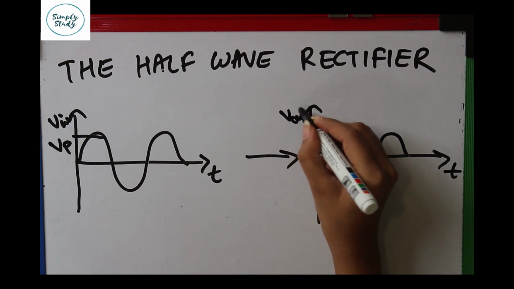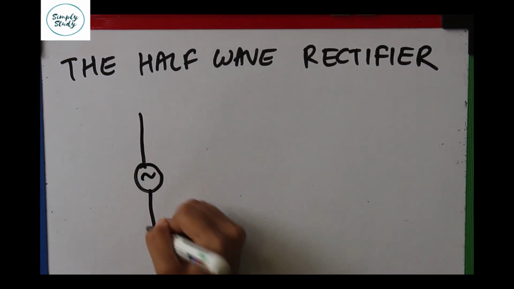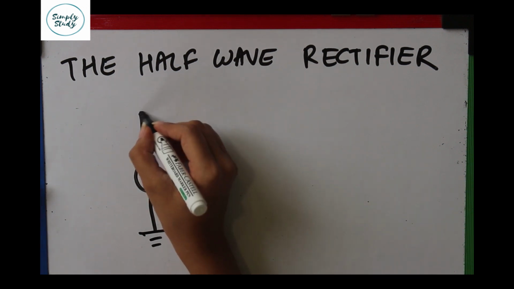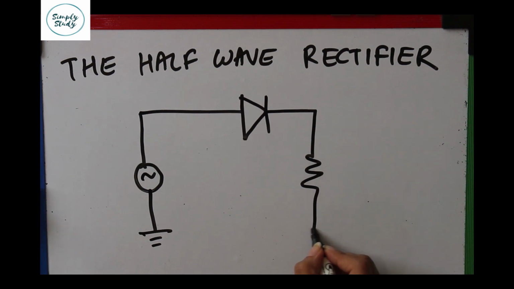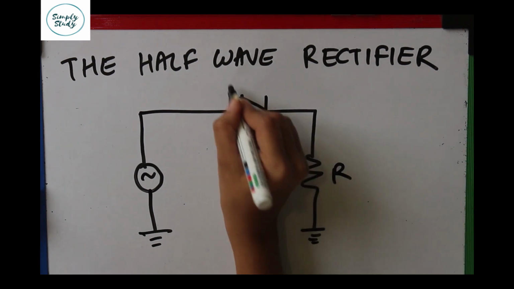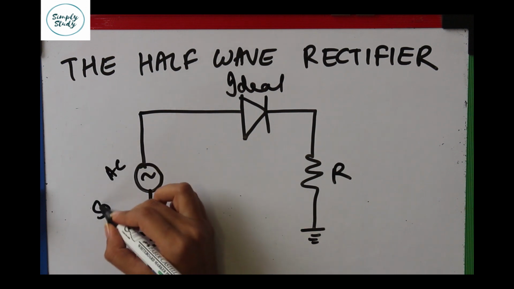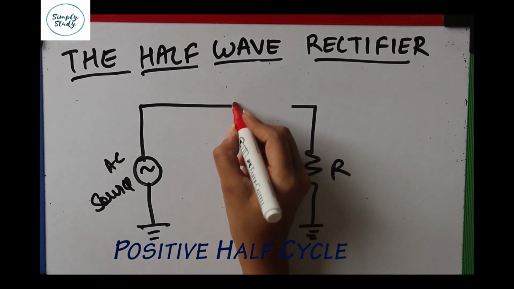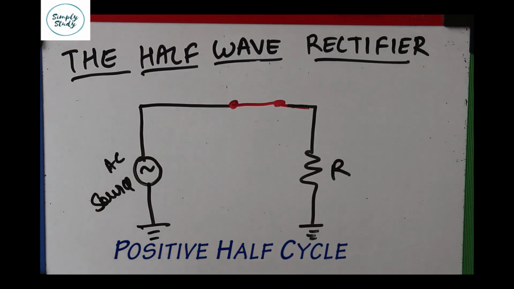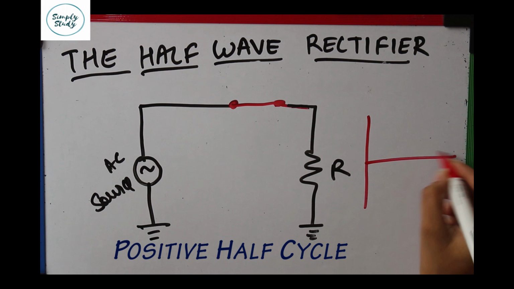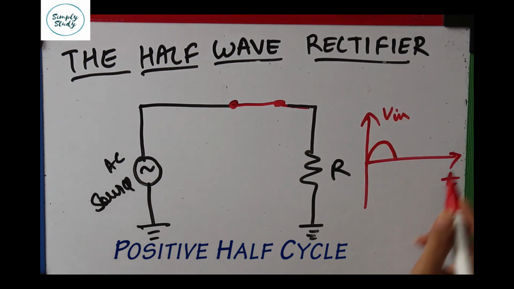Now let's see the circuit diagram of a half-wave rectifier. The AC source produces a sinusoidal voltage. In this circuit, we are assuming that the diode is ideal and a resistor is connected to complete the circuit. In the positive half cycle of the source voltage, the diode will be forward biased and hence will act as a closed switch. Since the switch is closed as shown here, the positive half cycle of the source voltage will appear across the load resistor.